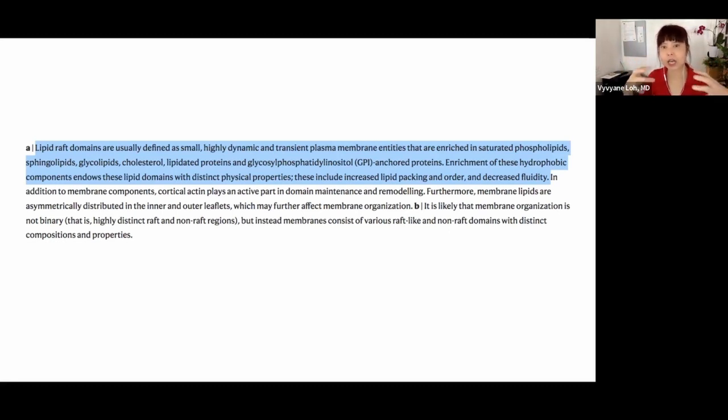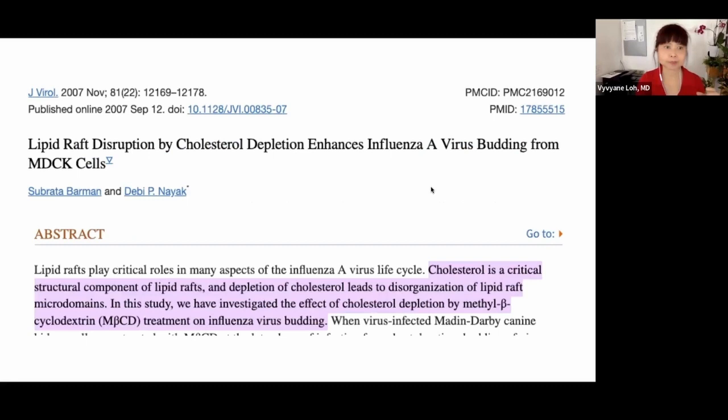Every time you see a lot more cholesterol in that part of the cell membrane, that part of the membrane is going to be stiffer. It's going to be more rigid. It's going to be less fluid. And this is important to hold those receptors. Very crucial there. And this is from the Journal of Virology in 2007.